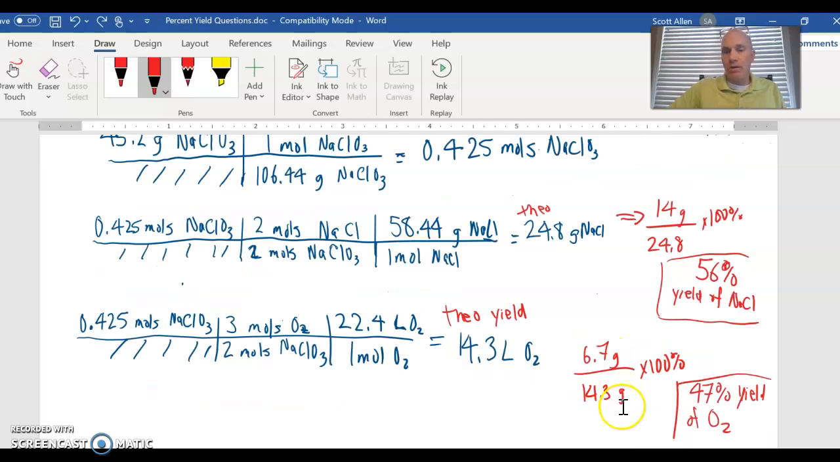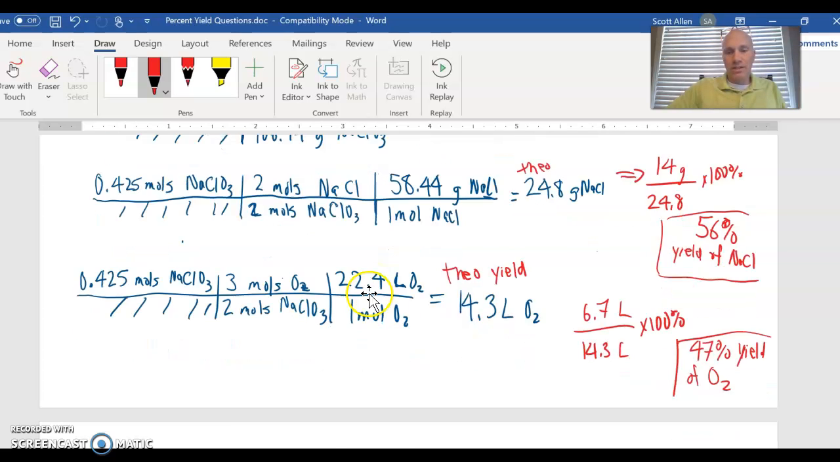You want to compare, oops, I actually need to correct something right here. So this would be 6.7 liters to 14.3 liters. All right, and so when you do that, you would end up getting a 47% yield of oxygen.